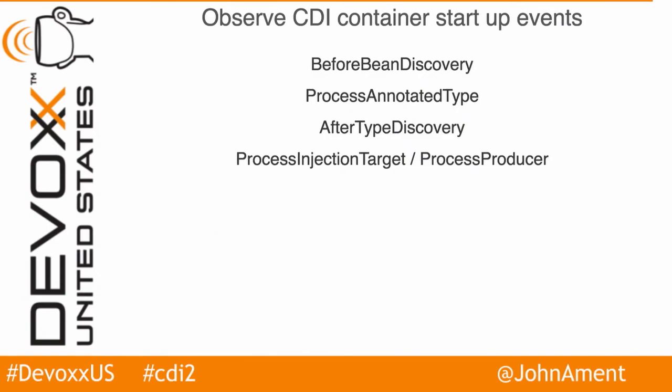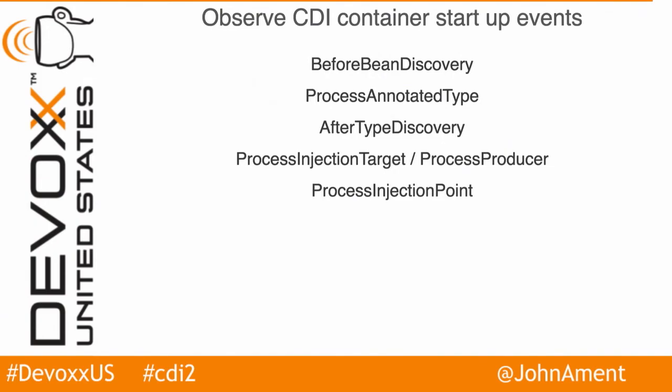Process injection target and process producer are fired at roughly the same time, and they are fired for every single class that has been found, every injection point within those classes, as well as every producer that has been found within those classes. So if I have a class with 3 injection points and 2 producer methods within it, I'm going to see that class come through 5 times, 3 for the injection points and 2 for the producers, to allow you to manipulate those contents even further. Most of these events are designed for manipulation purposes, so you're either adding new things to them or you're removing something from them.